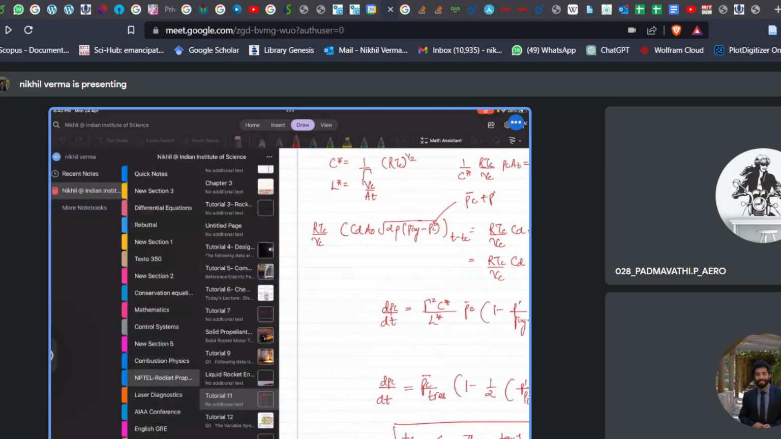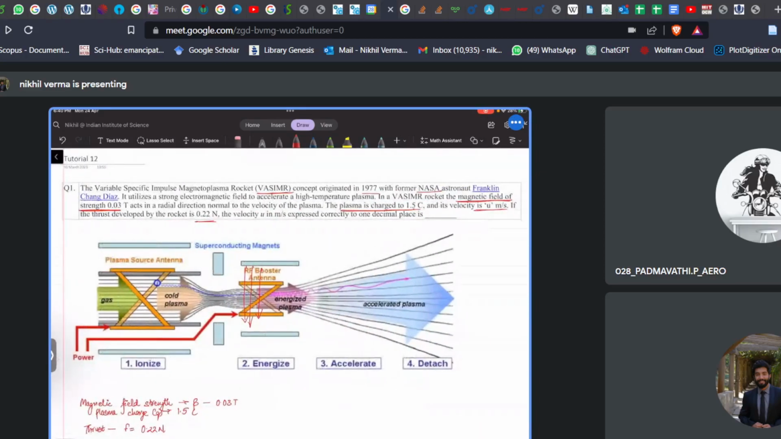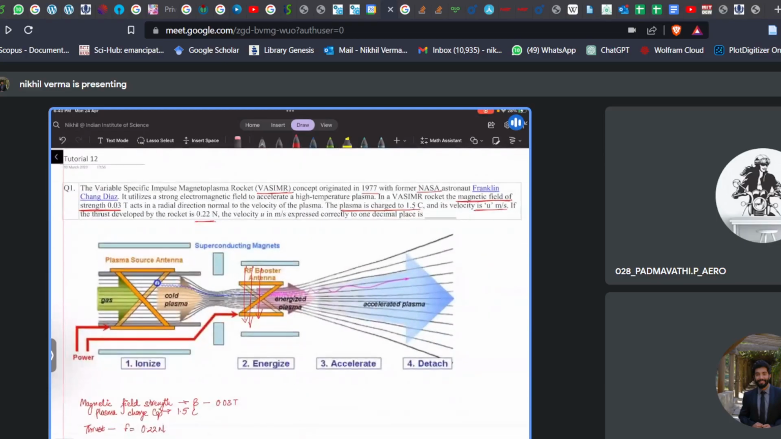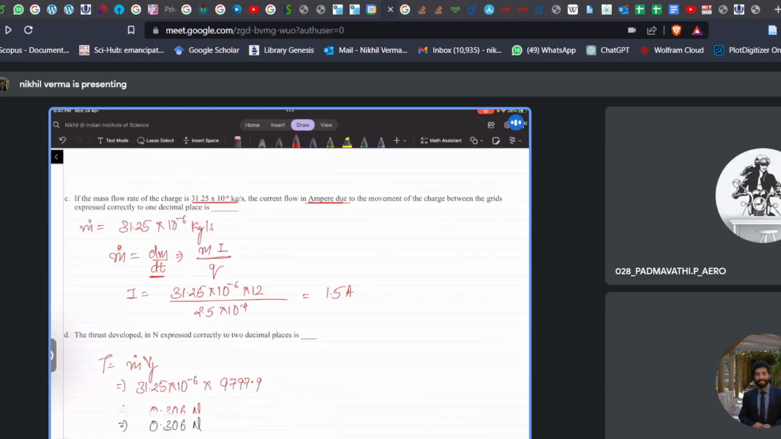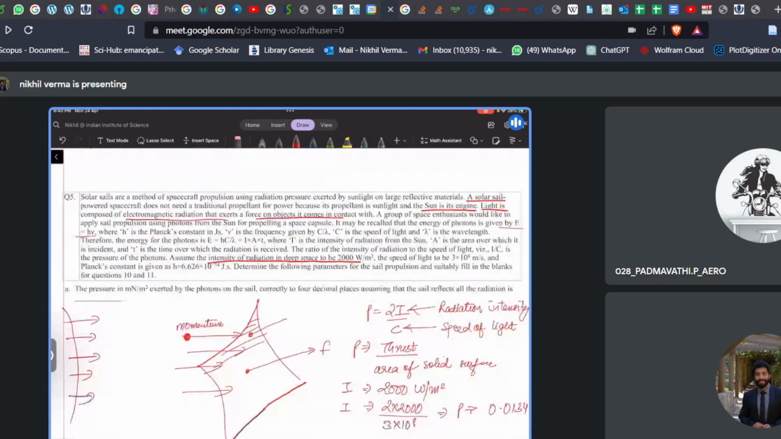Then at the later stage, we have seen different types of other rocket engines, such as the hybrid rocket engine, which uses the benefit of solid rockets as well as the liquid rockets. Then we have seen different types of rocket engines, like the electric propulsion system, the nuclear propulsion system, and the solar sail.